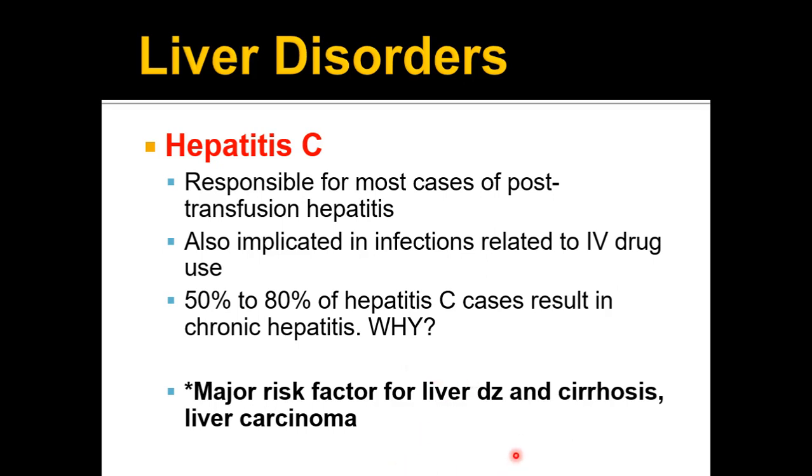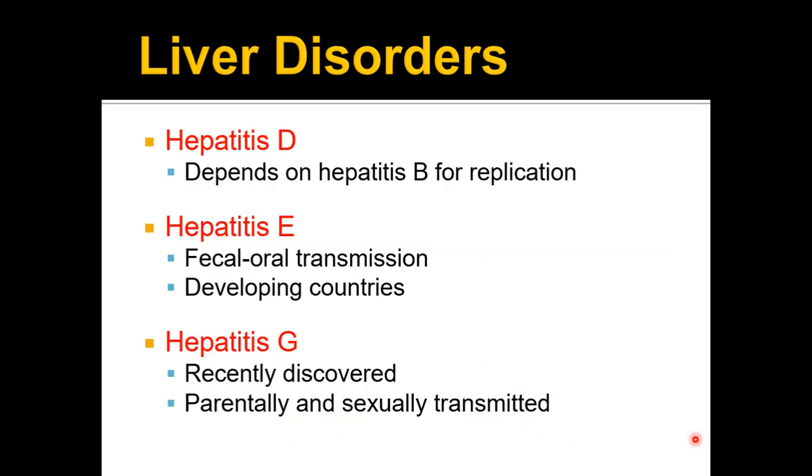One of the biggest complications of a Hep C infection is the development of liver cirrhosis. And even worse than that would be liver cancer. So hepatitis C infection dramatically increases the risk for liver cancer, but also for chronic liver disease and cirrhosis.